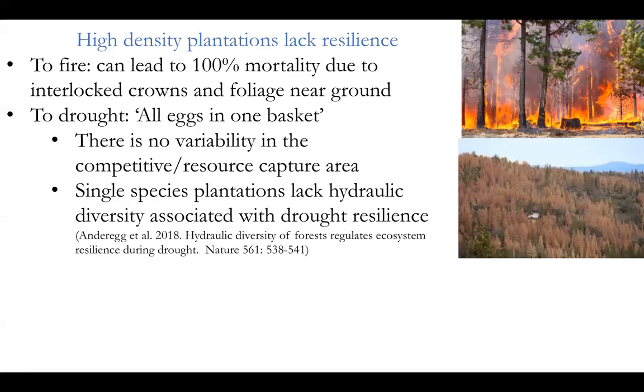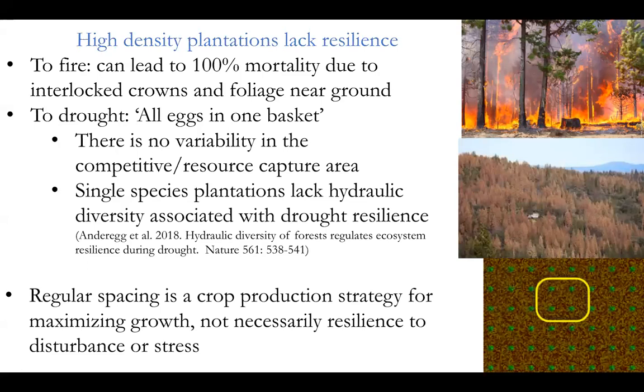And the other issue is that often what are planted are desirable commercial species, ponderosa pine being preeminent among them. And if you're only planting one species, then you don't necessarily have the hydraulic diversity that you would want to promote drought resilience, where you have different species that may have different phenologies of water use, different rooting depths, et cetera. So overall, we argue that regular spacing is understandably developed for good reasons from a production strategy for maximizing growth, but it's not necessarily the best strategy to increase resilience to future disturbance or stress.